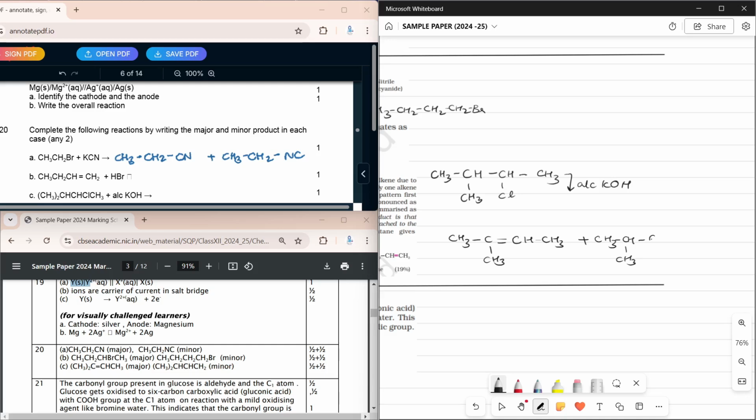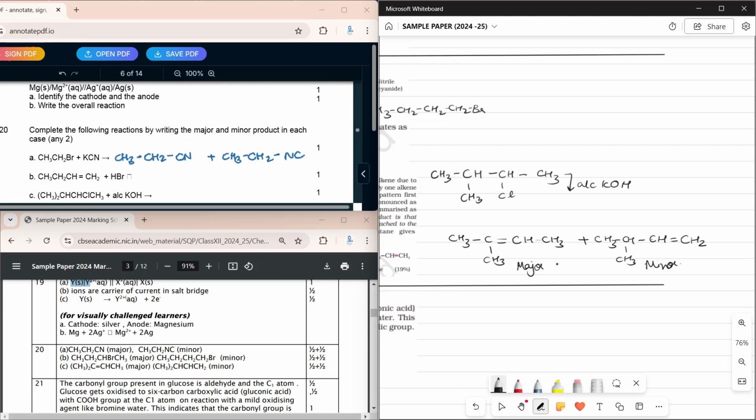CH3, and then you have a CH and double bond CH2. So between these two, this is obviously the more substituted double bond. That is, you have more alkyl groups attached. So that's why this is going to be the major product and this is going to be the minor product.